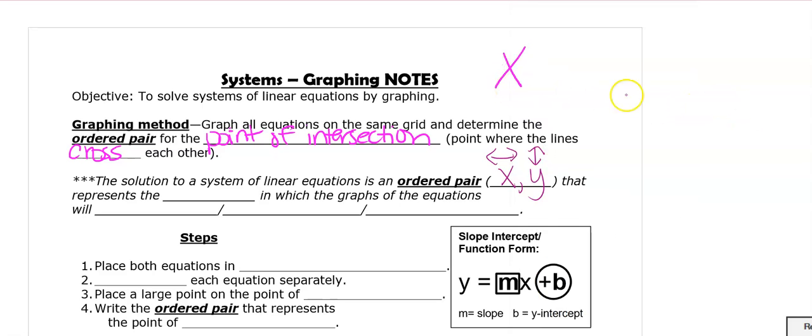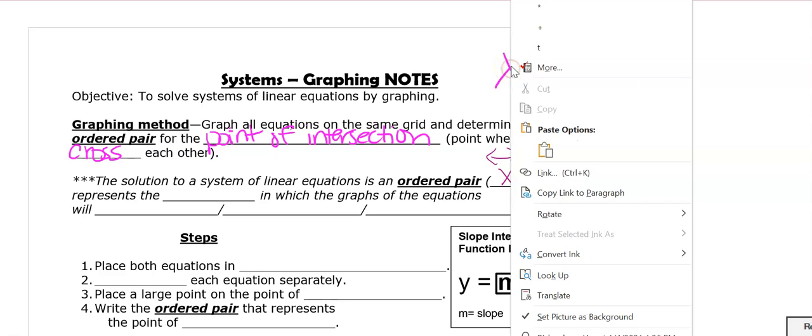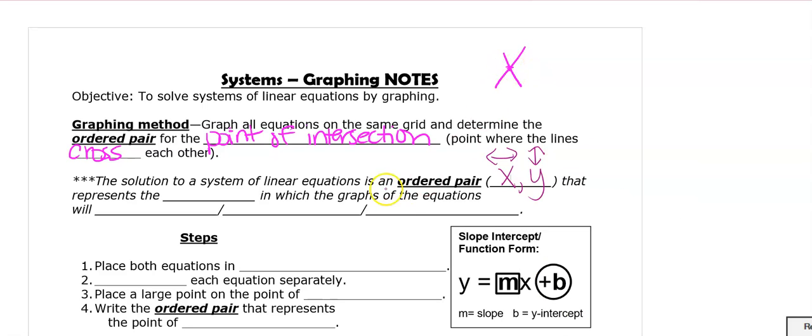The solution to a system of linear equations is an ordered pair x comma y that represents the point in which these systems of equations will intersect, cross, or be the same. And I say be the same because be the same is when you're looking at a table. You don't necessarily actually have the graph going on. You're going to have the table to look at, okay? And we're going to learn how to do it both ways.